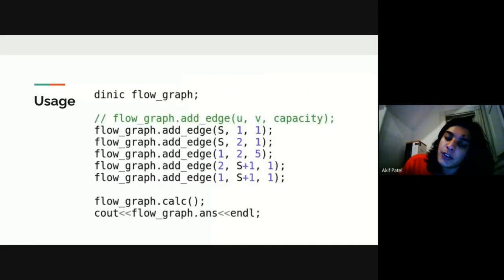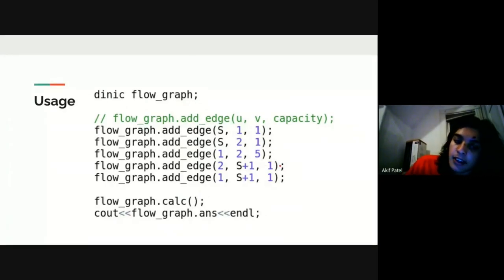Then you just use this add edge function to add your edges and make your graph. So you define this flow graph as a thing of type Dinic, and you add all the edges you want. So it's from source to one with capacity one, from source to two with capacity one, from one to two with capacity five, from node two to the sink with capacity one, and so on and so forth. Then you can actually run the Dinic algorithm using the calc function, and then you have its answer.